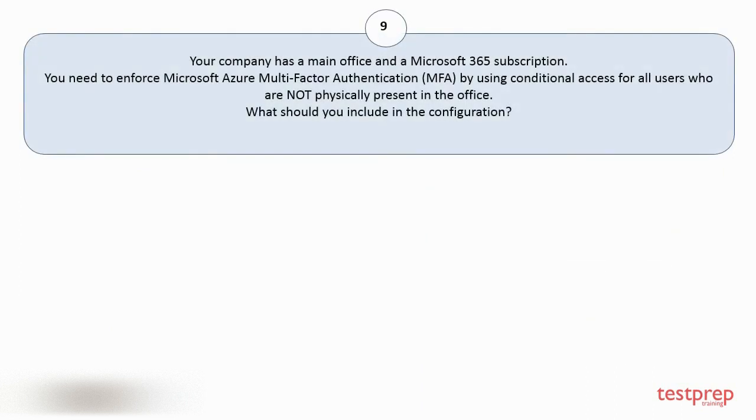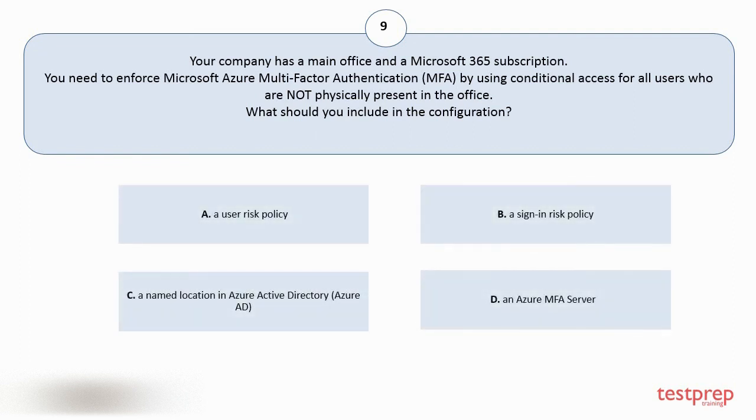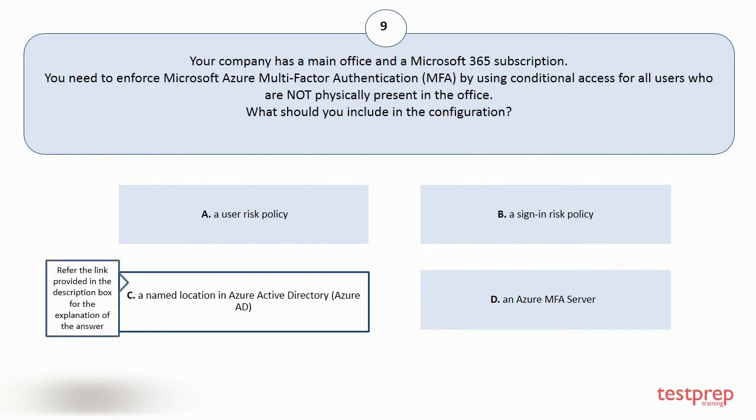Question number 9. Your company has a main office and a Microsoft 365 subscription. You need to enforce Microsoft Azure Multi-Factor Authentication, MFA, by using conditional access for all users who are not physically present in the office. What should you include in the configuration? Your options are A. A user risk policy. B. A sign-in risk policy. C. A named location in Azure Active Directory. D. An Azure MFA server. The correct answer is option C.